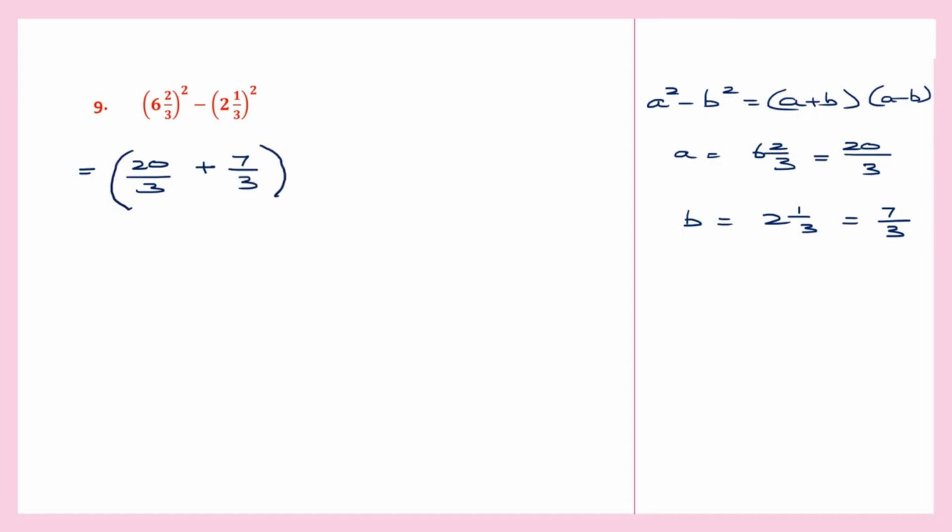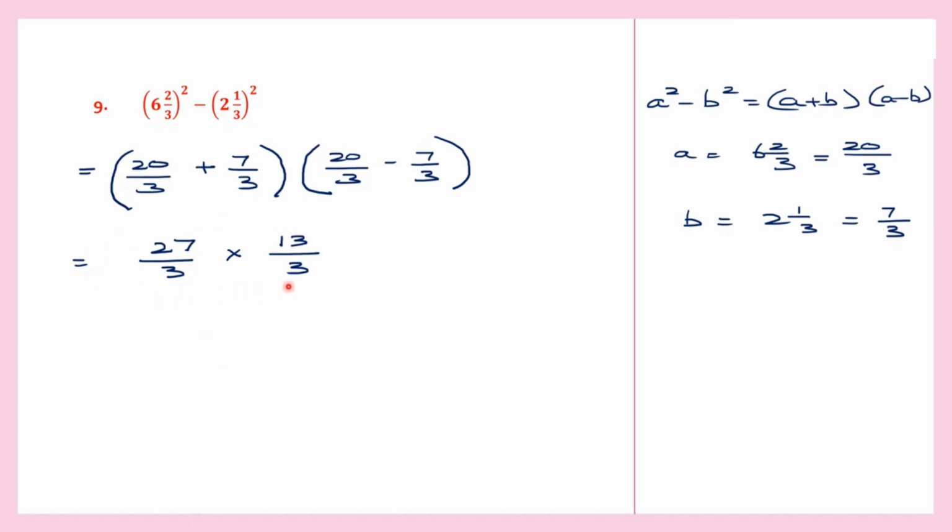So we got a plus b. Now into a minus b, so 20 by 3 minus 7 by 3. Now we have to simplify this. Since these are like terms, because the denominator is the same, we don't have to find the LCM. We just have to add the numerators. So this becomes 27 by 3 into, and here 20 minus 7 is 13, 13 by 3.